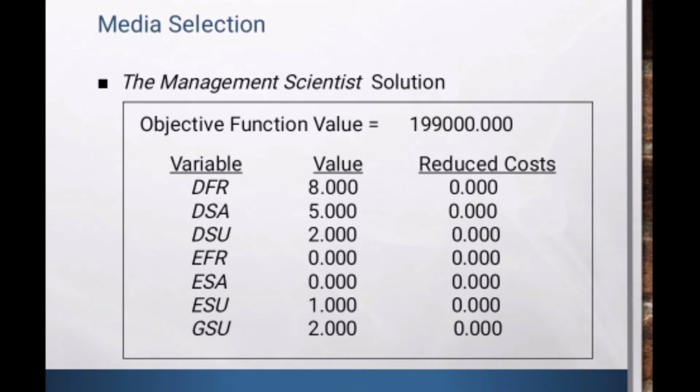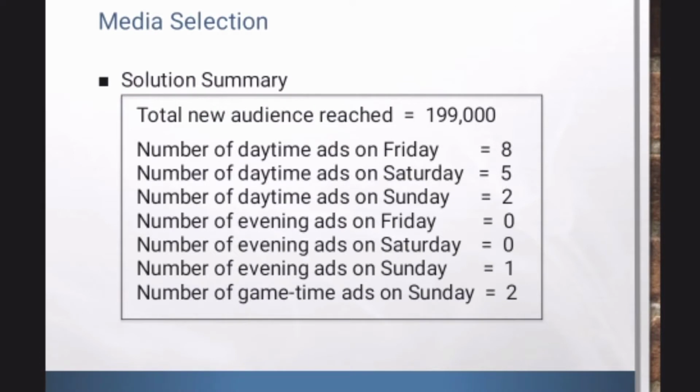So the management scientist solution came up with an objective function of 199,000. The value of each variable came up. So the summary of our solution: the total new audience reach is 199,000. And the value of the number of daytime ads on Friday is 8. Daytime ads on Saturday is 5. Daytime ads on Sunday is 2. Evening ads on Friday is 0 as well as on Saturday. And evening ads on Sunday is 1.